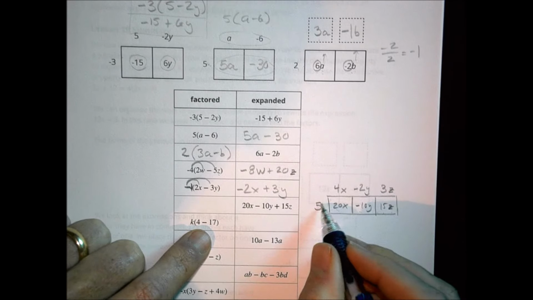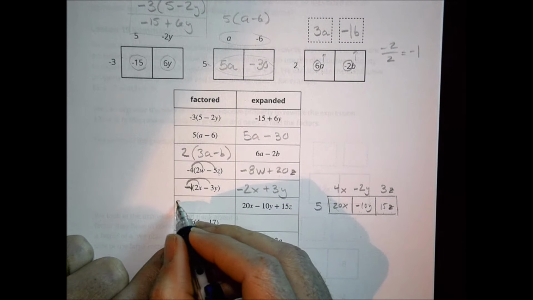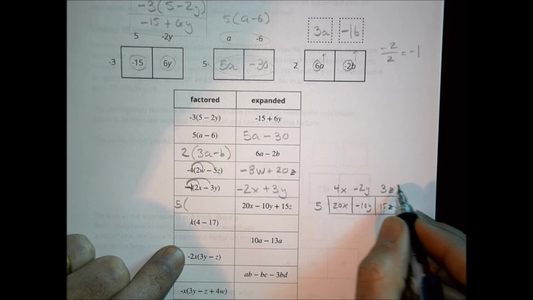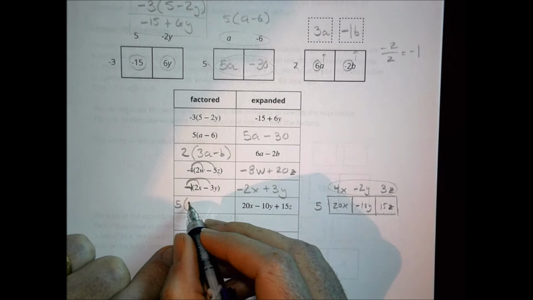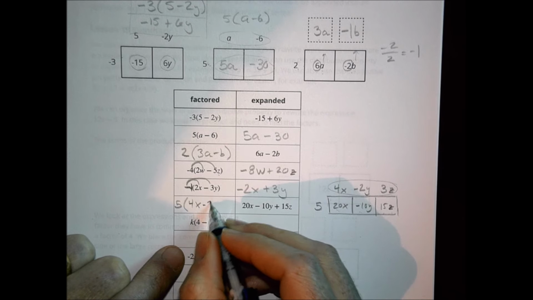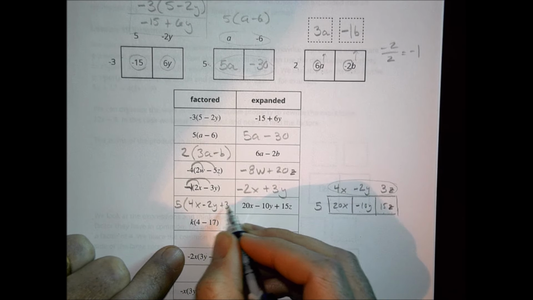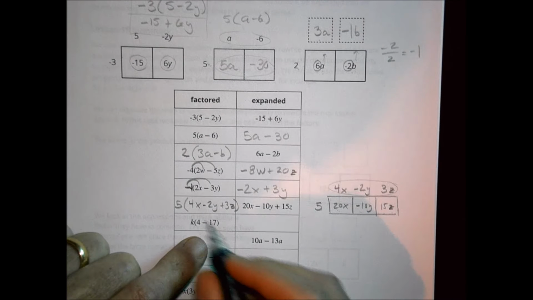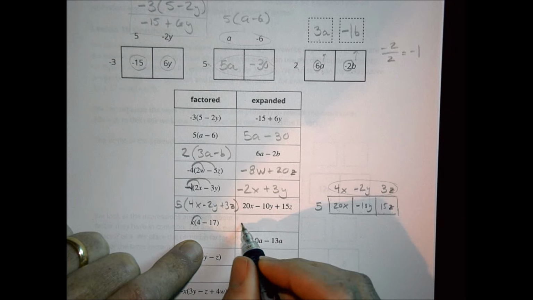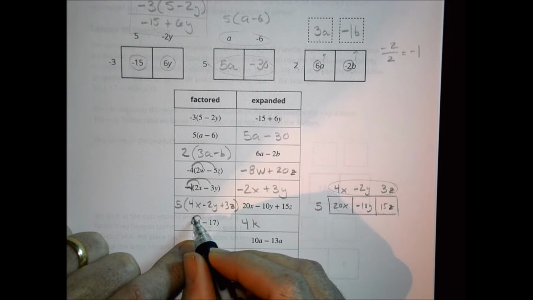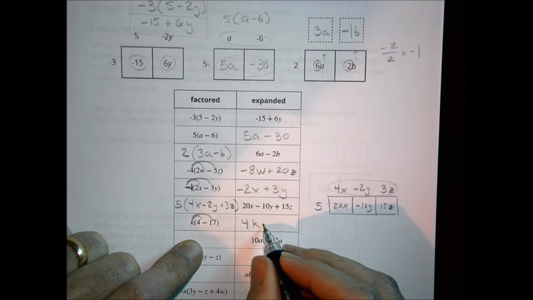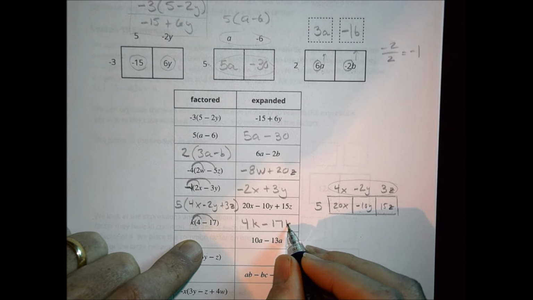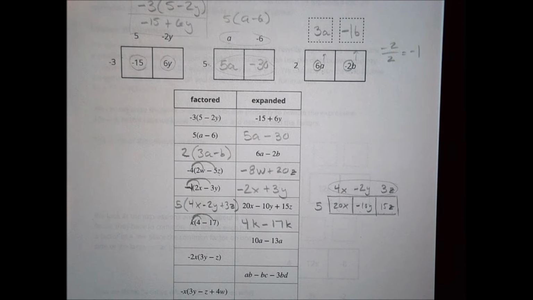So in terms of rewriting this factored, I have a 5 on the outside, and inside the parentheses, I would have this group of numbers. I'd have 4x minus 2y plus 3z. For this one, we're going to expand. K times 4 is 4k, and then k times negative 17 is negative 17k. Could I group them together? Yeah, I could eventually, but right now it just wants you to practice expanding and then working the other way.